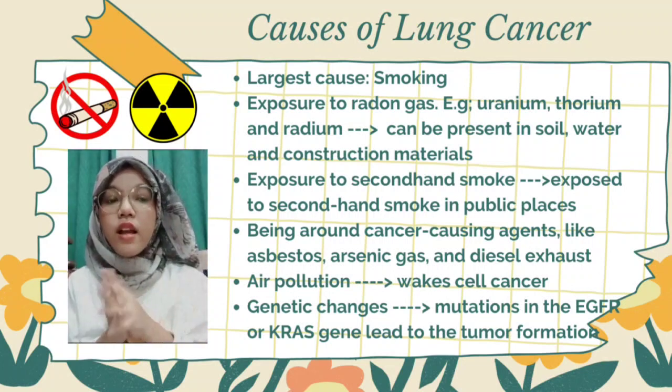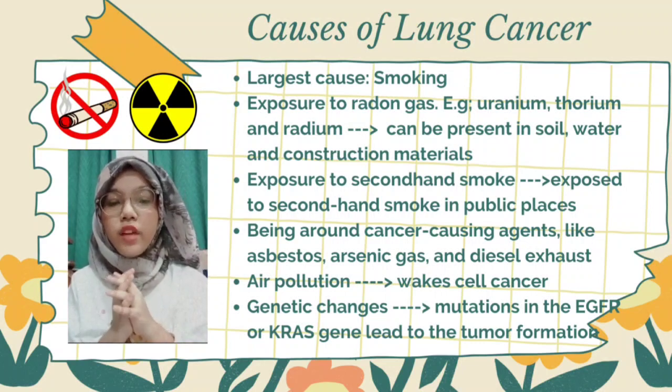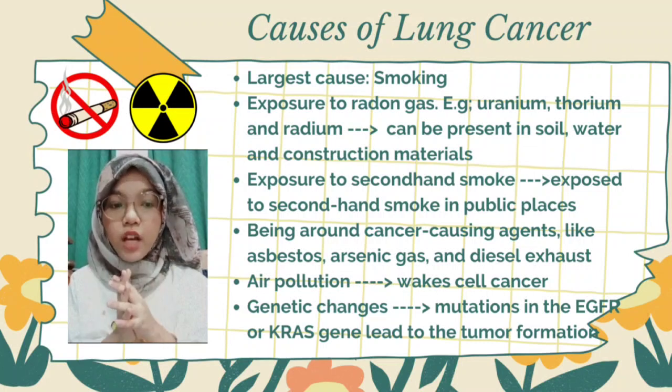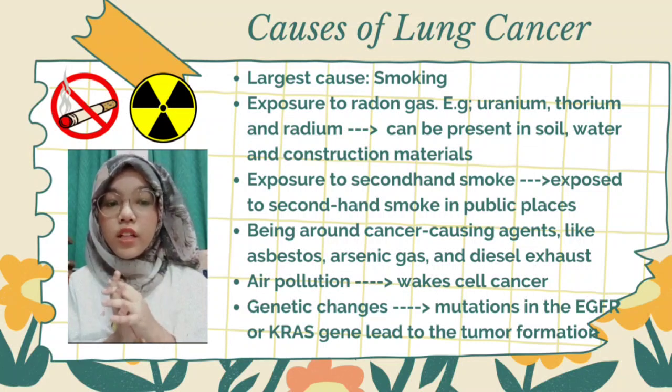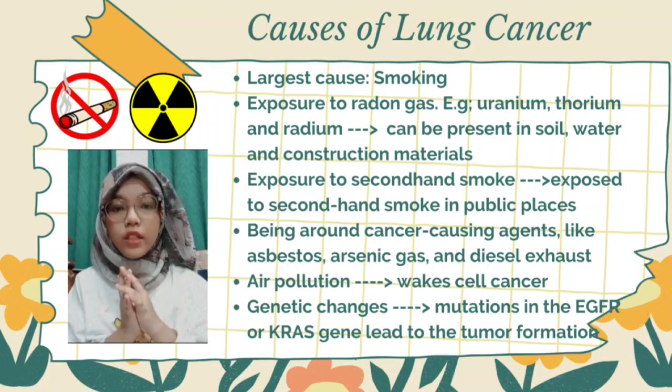Last but not least, lung cancer can happen due to genetic changes. It is because mutation in the EGFR or KRAS gene leads to the production of a protein that is constantly activated. As a result, cells constantly receive signals to proliferate, leading to tumor formation. When these genetic changes occur in cells in the lung, cancer will develop.